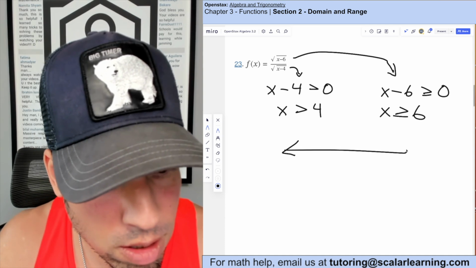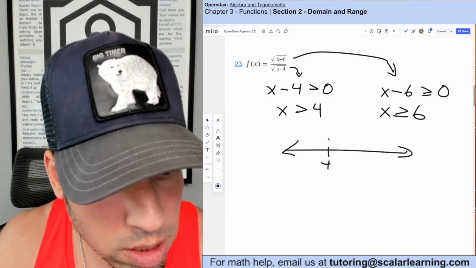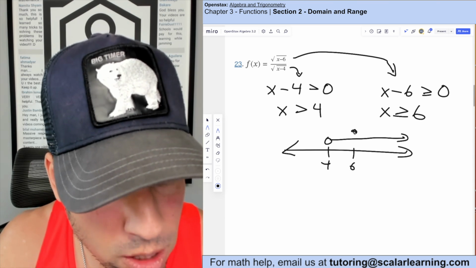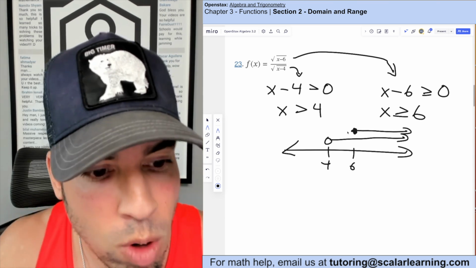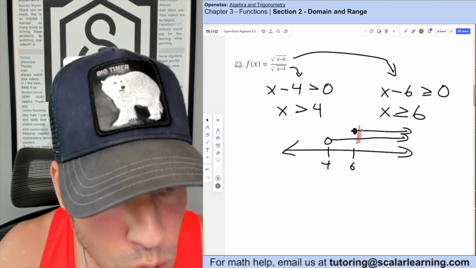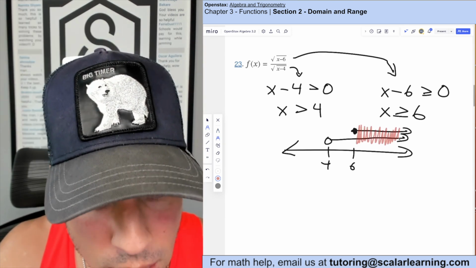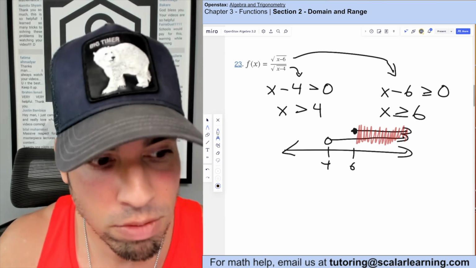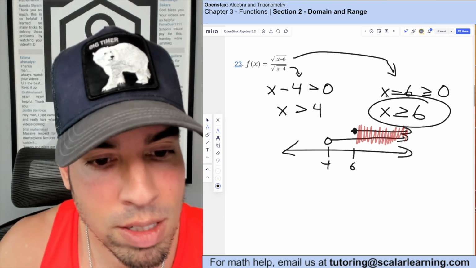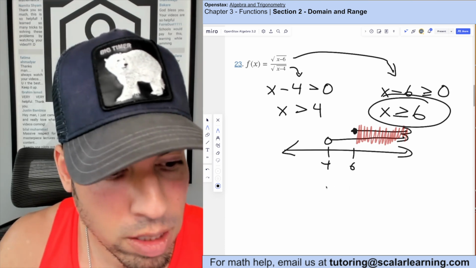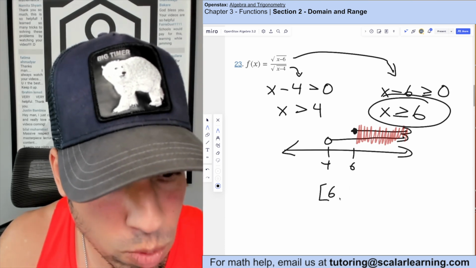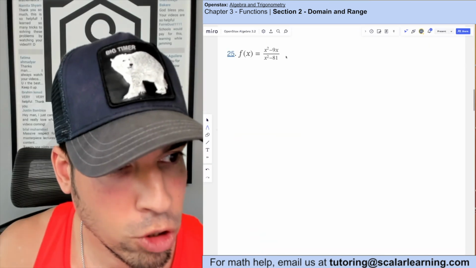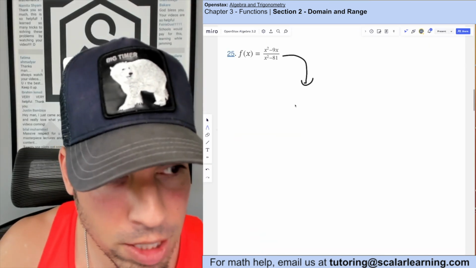If we look at it on a number line, this one is saying everything greater than 4, and this one is saying everything greater than or equal to 6. Well, we have to look at the overlap of both of these, right? Because that's the real domain. It has to be viable for both the top and the bottom, for both those radicals. So this is our real winner. And then if we put it in interval notation, we're starting at 6, including it, taking it all the way up through infinity. Boom, done.